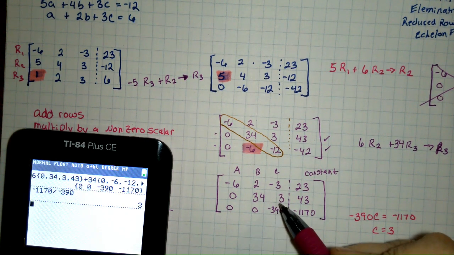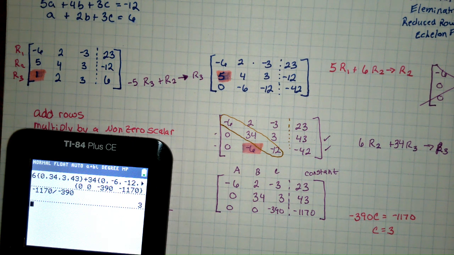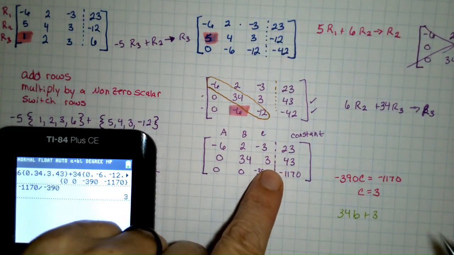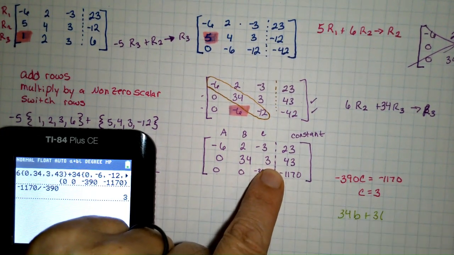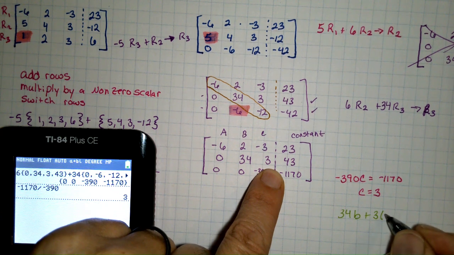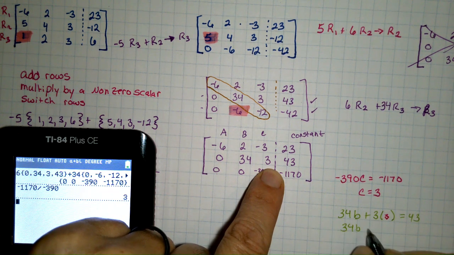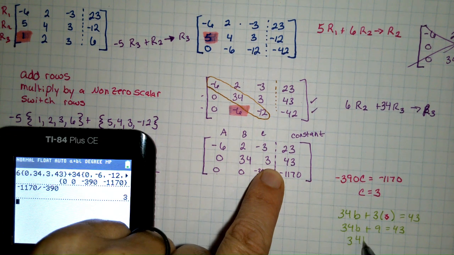Now our next line up. No A, 34B, plus 3C, and instead of writing C, I'm going to go ahead and substitute what C is. C was 3, right? I'll write that in pink so you remember where that came from. Equals 43. So 34B plus 9 equals 43. 34B equals 34. Oh, B equals 1.